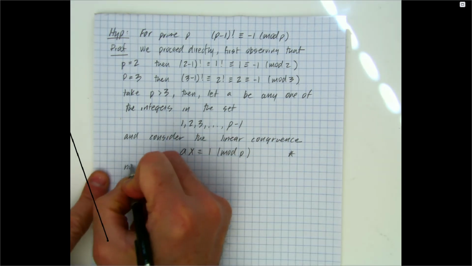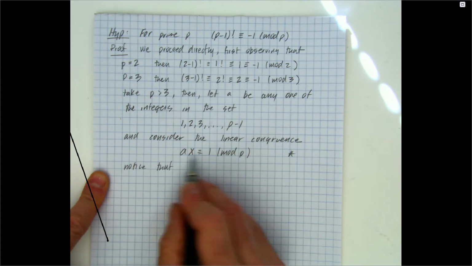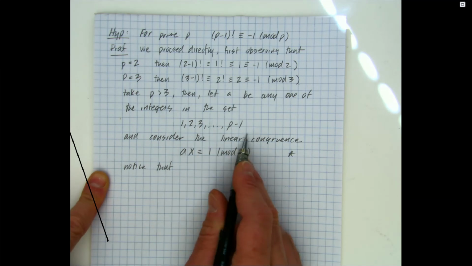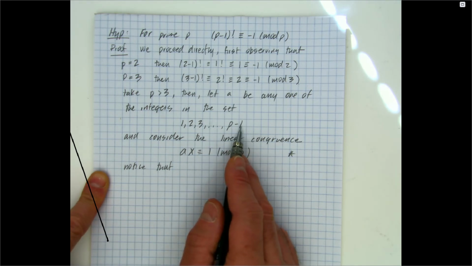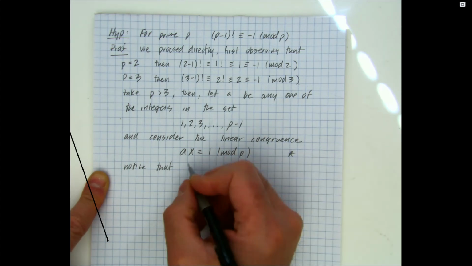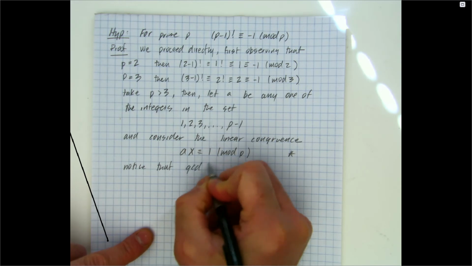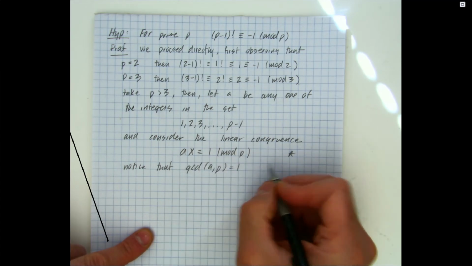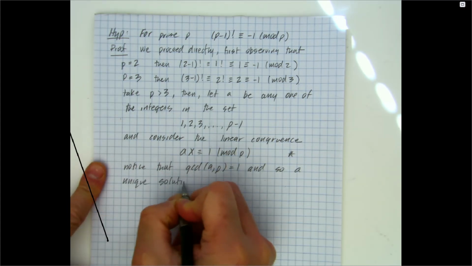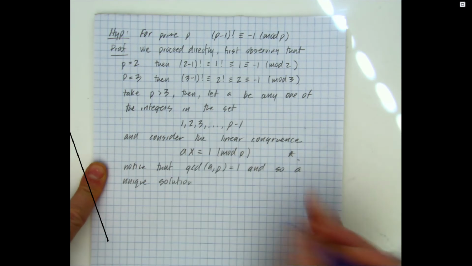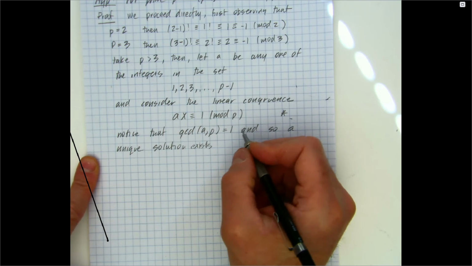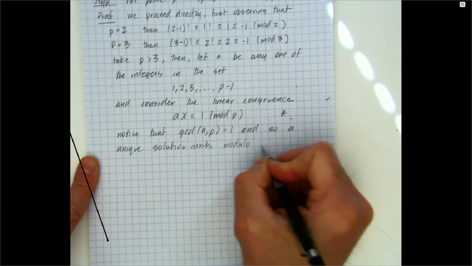So the first thing to notice is we know that these things have a solution when the GCD of a and p divides 1 in this case, right? But since a is chosen from this set and everything's less than or equal to p minus 1, and p is prime, then a and p are going to have to be relatively prime to one another. So the GCD of a and p is equal to 1, and so a unique solution exists modulo p.